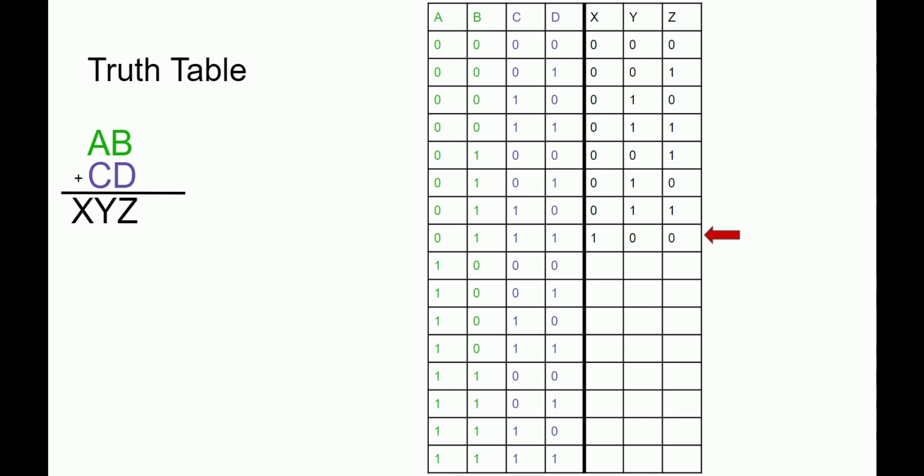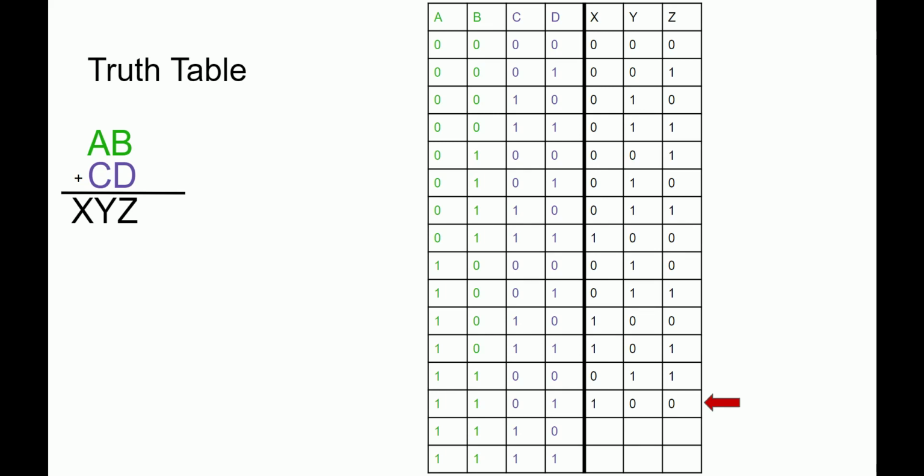Moving on, 1, 0 plus 0, 0 is 0, 1, 0. 1, 0 plus 0, 1 is 0, 1, 1. 1, 0 plus 1, 0, that's 2 plus 2, is 1, 0, 0. 1, 0 plus 1, 1 is 1, 0, 1. 1, 1 plus 0, 0 is 0, 1, 1. 1, 1 plus 0, 1, so that's 3 plus 1 is going to be 4, 1, 0, 0.